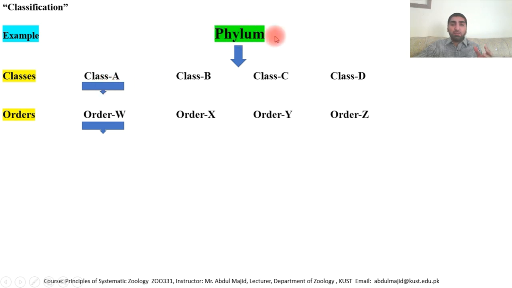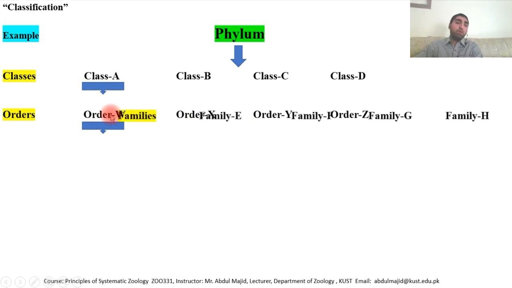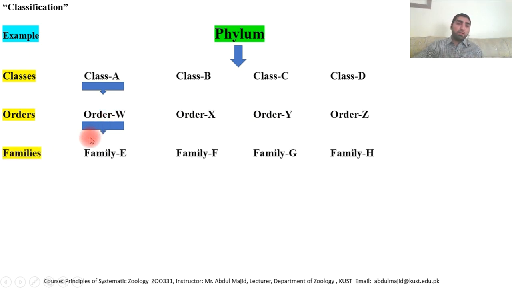So phylum XYZ was divided into classes A, B, C, D. Then forget about these three classes and just talk about class A. Class A will be divided into orders W, X, Y, Z, and then forget about X, Y, and Z. Just talk about order W. Order W will again be divided into subordinate groups, like families: family E, family F, family G, and family H. And then again forget about these, just talk about family E.